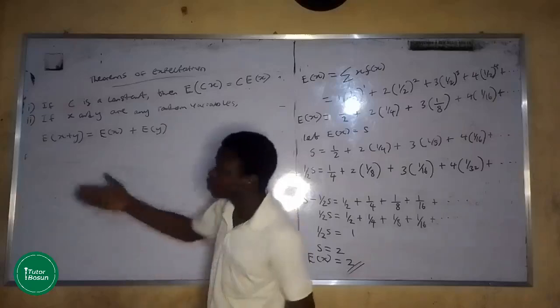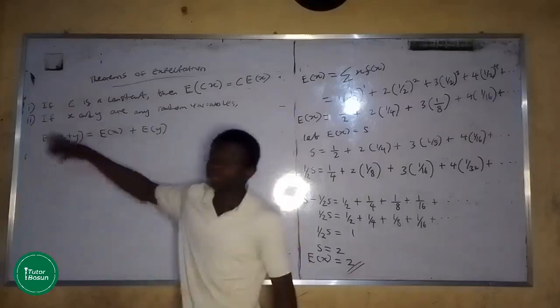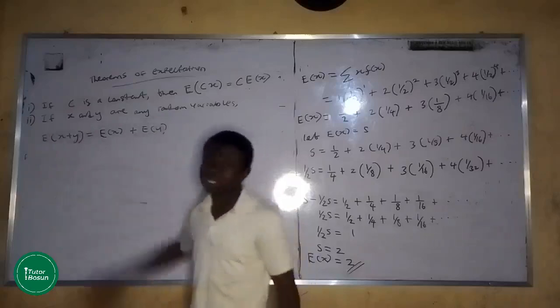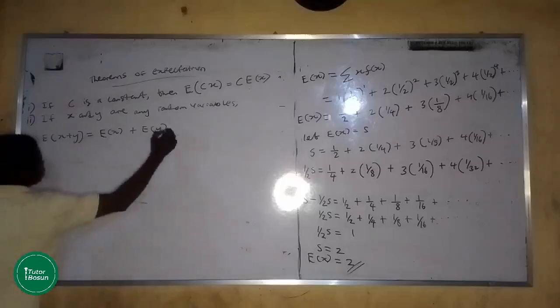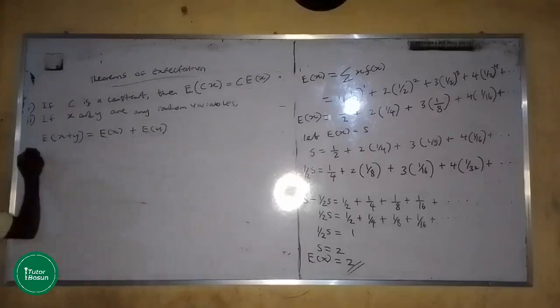So you can just separate them and look for the expected value of one plus the expected value of the other and add the two together to get the expected value of the total. So that's another theorem.